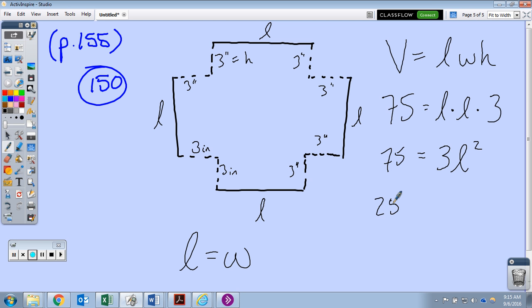So if we divide both sides by 3, 25 equals L squared. And then L would equal 5, right? We square root both sides. So yeah, what would the units be for this length here? It would just be inches. And of course, the width is the same thing. It's also 5 inches.